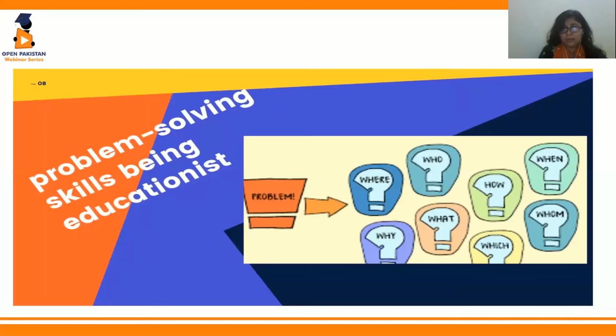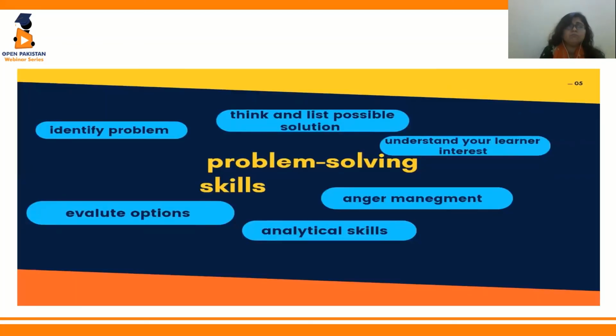The other thing is problem solving skills, being an educationist. What's the problem? Where is the problem? Who created the problem? When was the problem created? How can I solve this problem? These are the questions. If you can resolve that, it means that you have some skills. The most effective teachers have a quality to solve problems in a great manner without creating panic among the students.